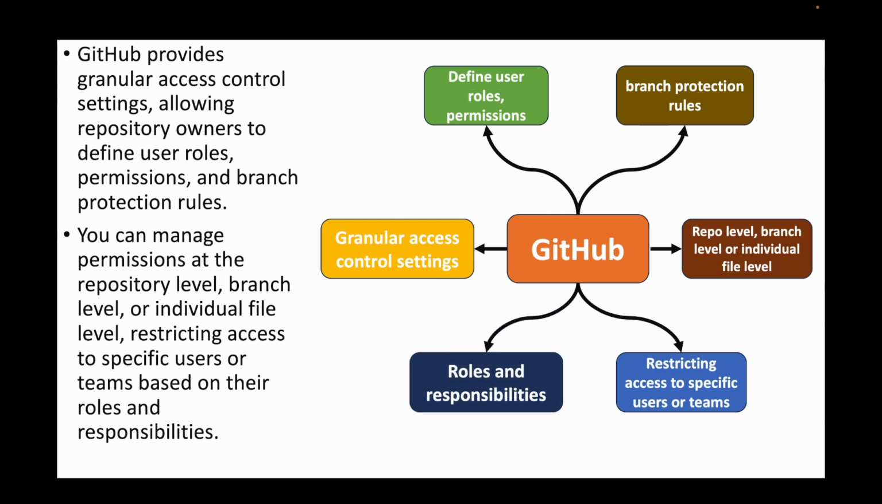So if you want to give access to a repository, or you want to give access to a branch or to an individual file, all those things can be controlled via GitHub. And this basically allows us to protect our repositories and only allow access to people who should be having access to those repos based on the roles and responsibilities that they have.